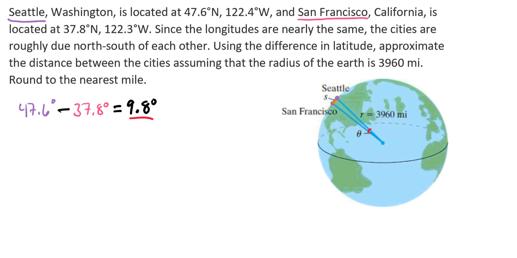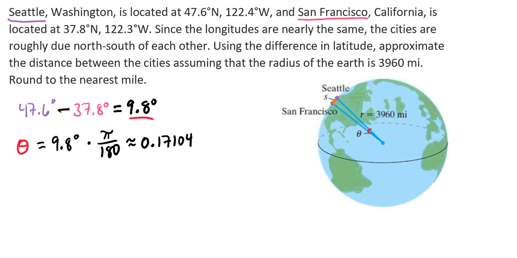So our theta equals 9.8 degrees, and we're going to multiply that by pi over 180, so we're converting this to radians, and we're going to get approximately 0.17104.